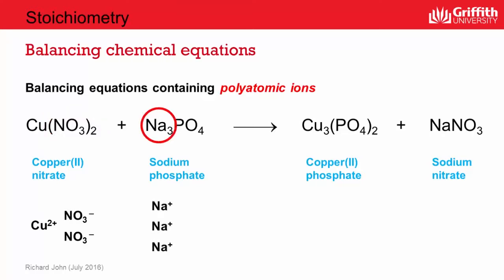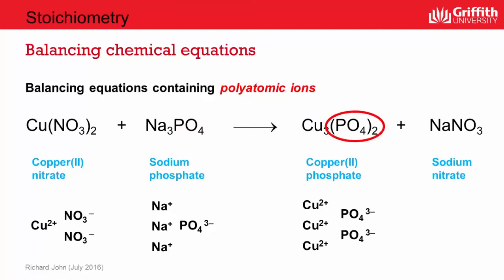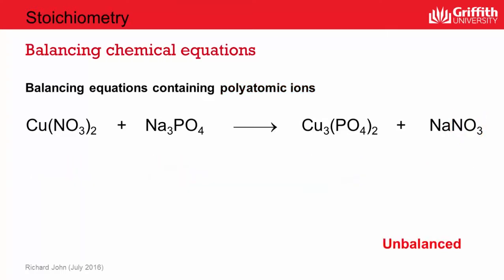For sodium phosphate, we can see we've got 3 sodium ions and 1 phosphate ion. For copper(II) phosphate, we've got the 3 copper(II) ions and the 2 phosphate ions. And for sodium nitrate, we have a single sodium ion and a single nitrate ion. We can see that the number of ions and atoms on each side of the equation are not the same at the moment, and this equation as it stands is unbalanced.